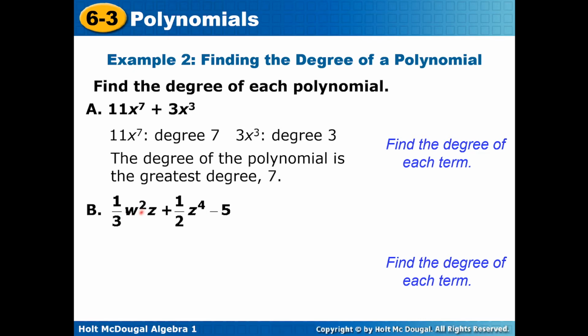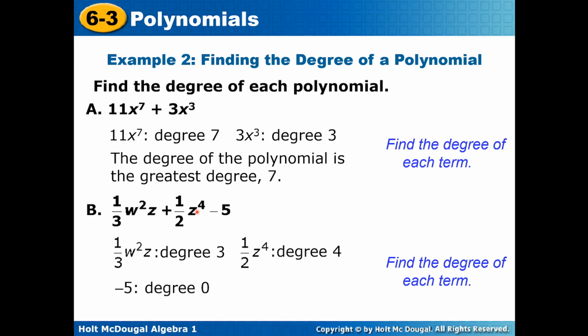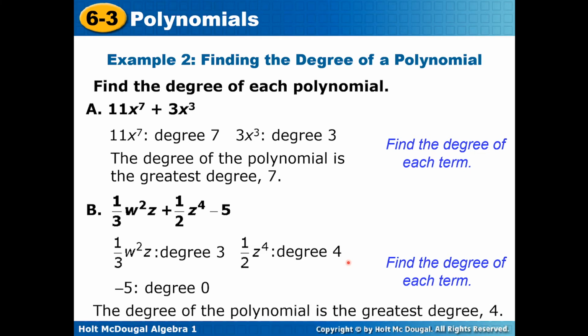Let's look at letter B for a moment. W squared z. We'll cut out the constants from here. W squared has 2, z has 1. 2 and 1 is 3. Z to the 4th has a degree of 4. And -5 has a degree of 0. Because z to the 4th is actually a higher degree, the polynomial's degree is going to be 4. Good work, guys. Go ahead and pause here and give the example on your paper a try.